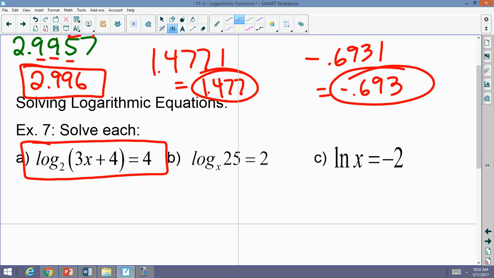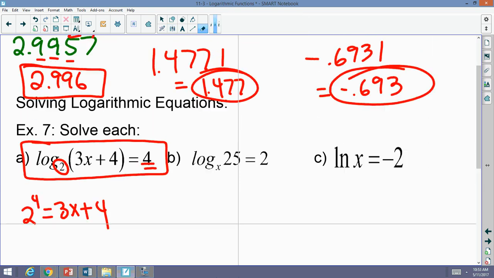An exponential. So isn't this 2 to the 4th power equals 3x plus 4? Be honest, is that hard? Don't stress this out, guys. You can do this. I know you can. So let's do it. 2 to the 4th power, 2, 4, 8, 16. So I got 16 equals 3x plus 4.